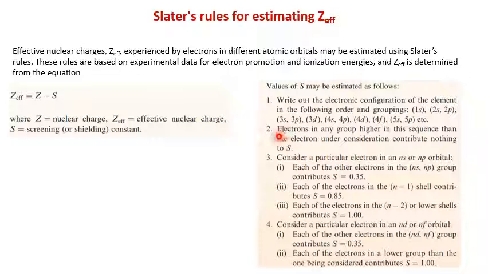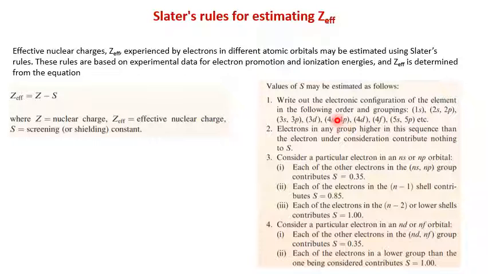How can you calculate it? Any electron in a group higher in this sequence than the electron under consideration contributes nothing to S. For example, take the 4s 4p orbital group. Electrons on the right-hand side, like 4d and 4f, will not contribute to the 4s 4p orbital in order to calculate the screening constant, shielding constant value.